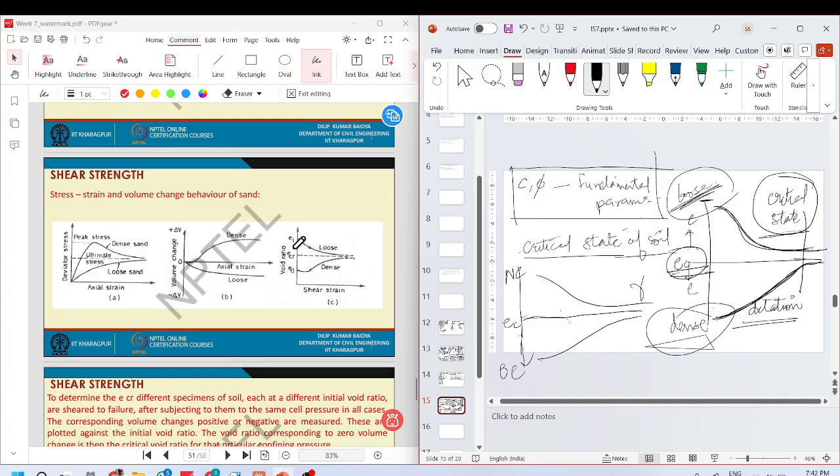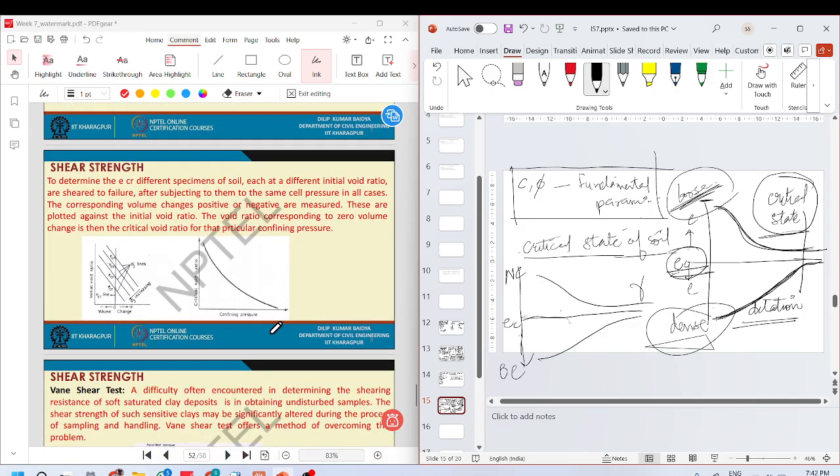So you see that they both try to reach a critical void ratio and they try to reach a constant residual stress at this stage when they reach this critical void ratio. Whenever you increase the strain, you will not see any more increase or decrease in stress. That's the critical state.